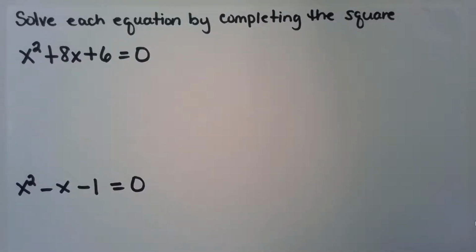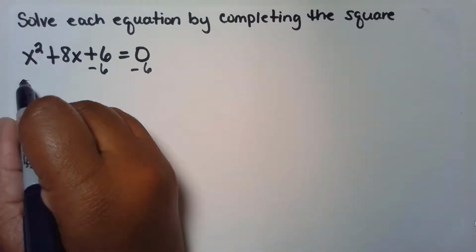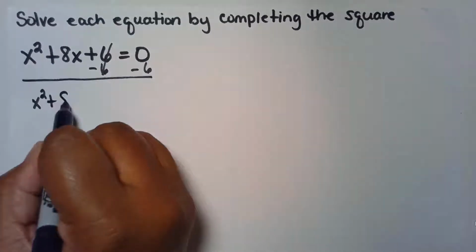All right, so we're going to solve x squared plus 8x plus 6 equals 0 by completing the square. So let's get to it. We want our constant term by itself on one side, meaning we're going to move over the positive 6 by subtracting 6 from both sides. And we have x squared plus 8x.